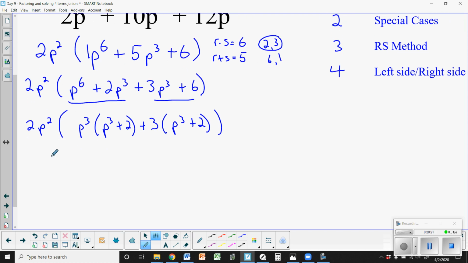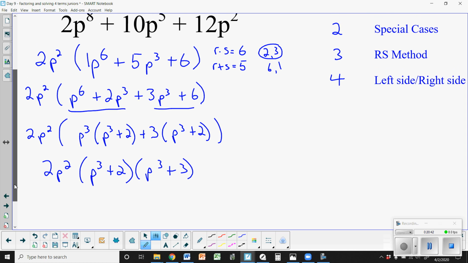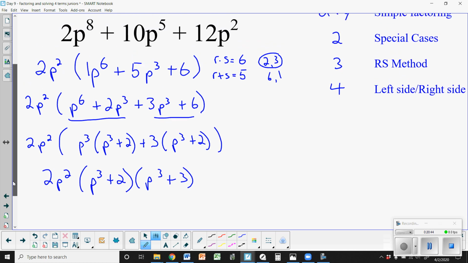So let's write that original one, so 2p squared. We have a p cubed plus 2, p cubed plus 2, and then we're left with a p cubed plus 3. All right, so now at the very end, remember, after we do some factoring, we always got to check for special cases.